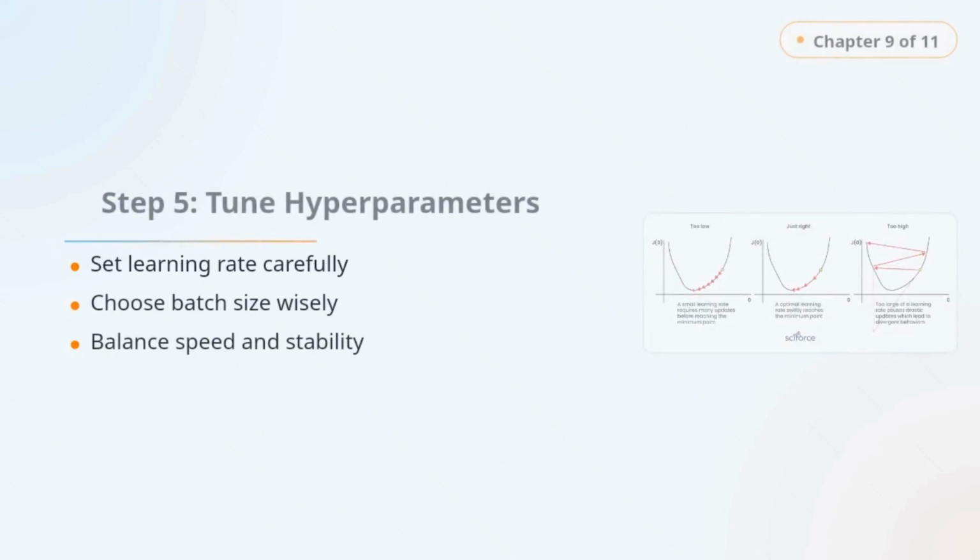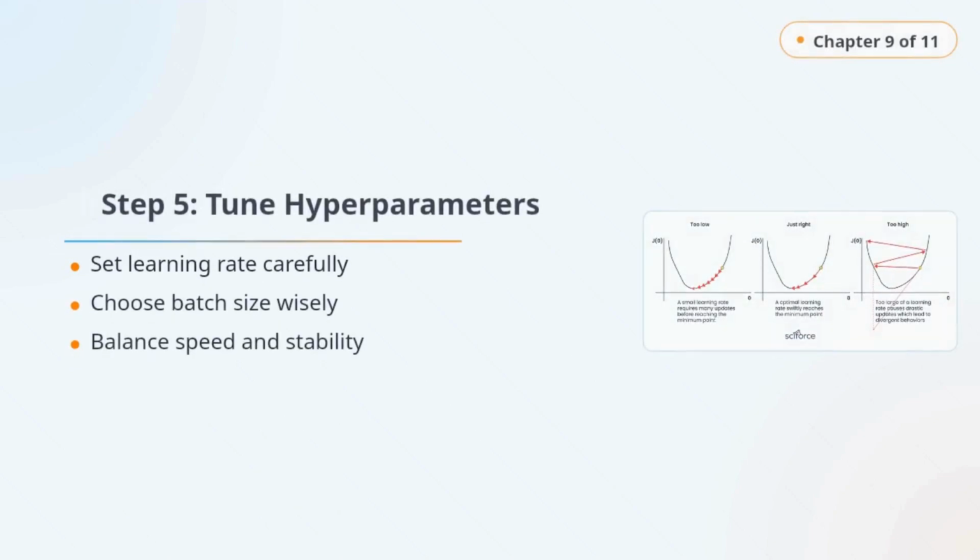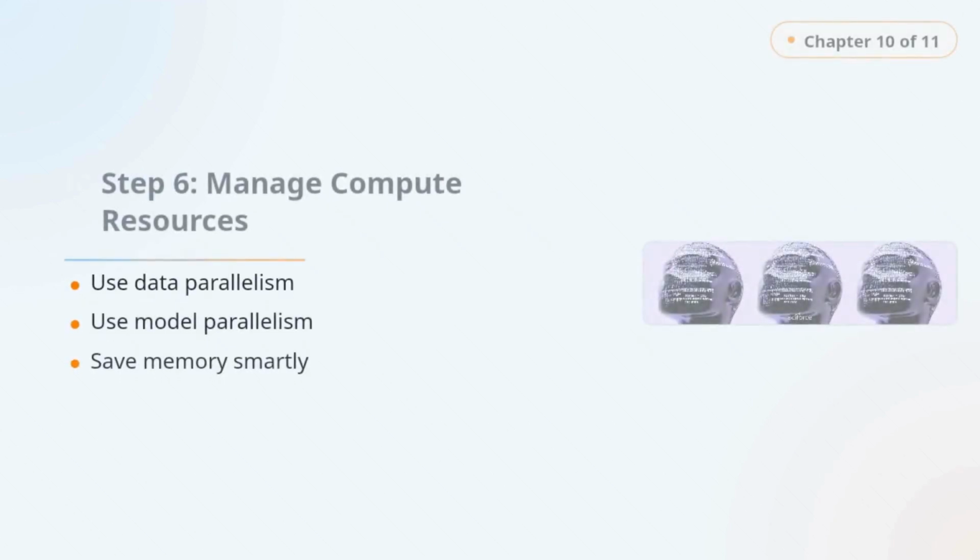Hyperparameter tuning can make or break training. The learning rate controls how big each weight update is. If it is too high, training may become unstable. If it is too low, learning becomes very slow. Batch size also matters. Larger batches are often more stable but need more memory, while smaller batches are lighter but noisier.